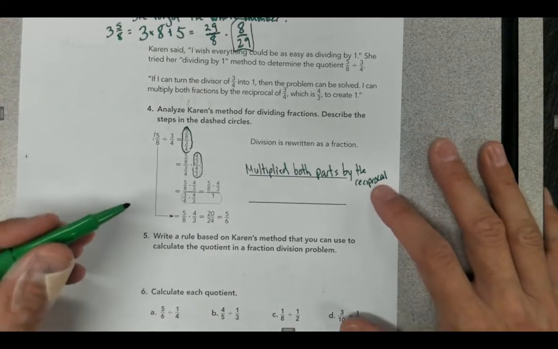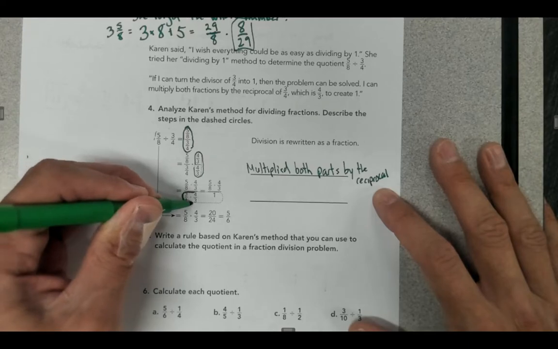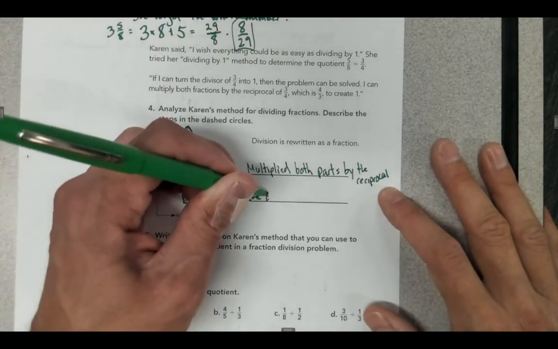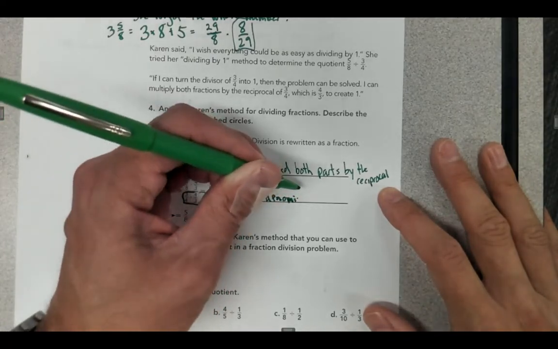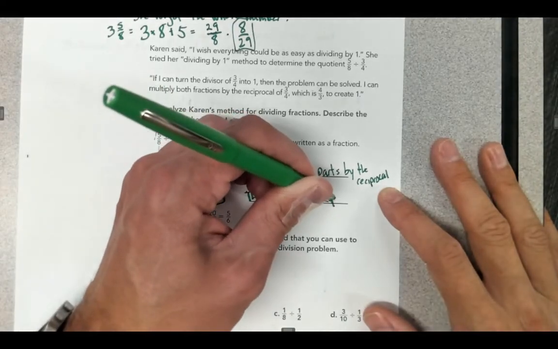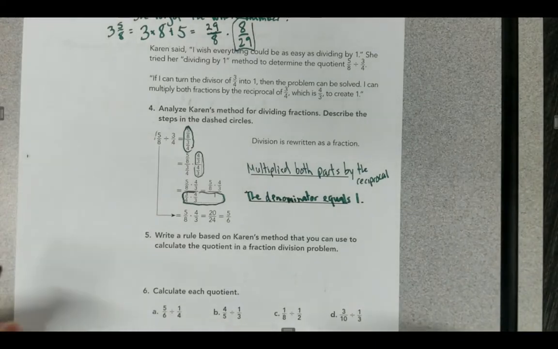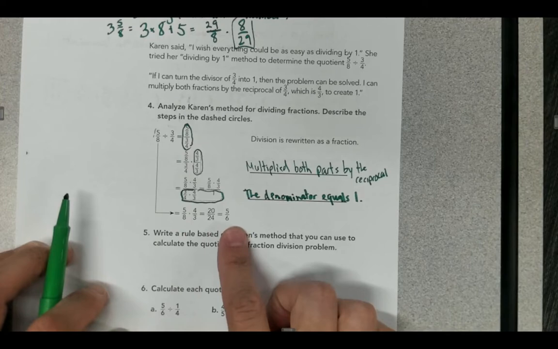Okay, and that's just to make it so the denominator is 1. All right, and so here is showing how the denominator equals 1. Okay, and then that leaves us just with what's on top, which gives me 5/6.